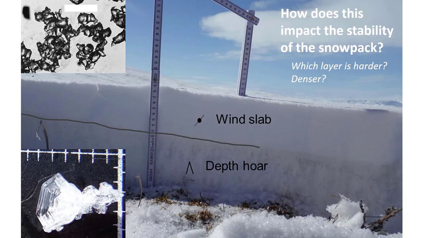So that leads to the question of how this process impacts the stability of the snowpack. In this image, this is a wind slab that's been deposited on the surface of a crystal type called depth hoar. And you can even see in this image the density difference here. So pause the video for a few seconds and see if you can answer the questions. Which layer would you expect to be harder and denser, and why would this be problematic?